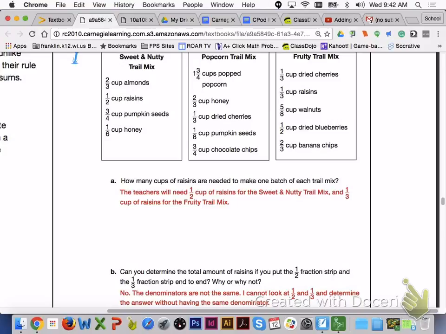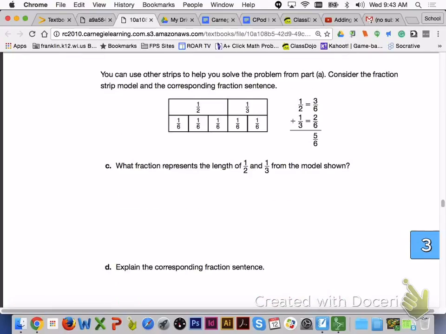For number 1, letter A, the teachers will need 1/2 cup of raisins for the sweet and nutty trail mix and 1/3 cup of raisins for the fruity trail mix. For number 1, letter B, no, you cannot determine the total amount of raisins without having the same denominator. Turn to page 171. You can use other strips to help you solve the problem from part A. Consider the fraction strip model and the corresponding fraction sentence. Answer letter C and letter D with your group members.